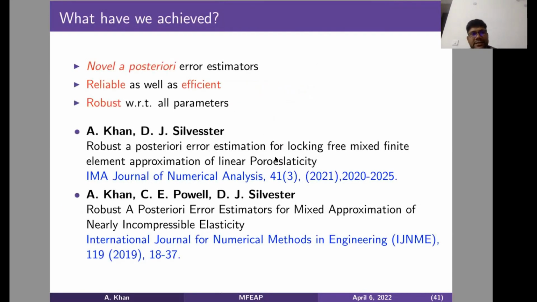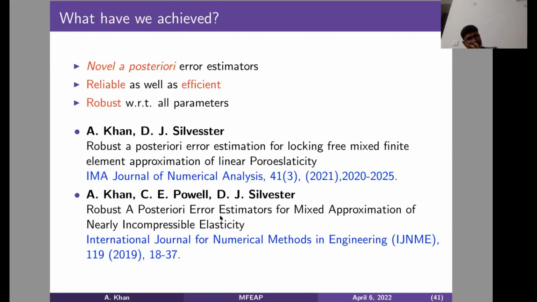So what have we achieved? We achieved novel a posteriori estimators, which are reliable as well as efficient and robust with respect to all parameters. These are two references related to this. The first one is for linear poroelasticity, and the second one is just for elasticity.